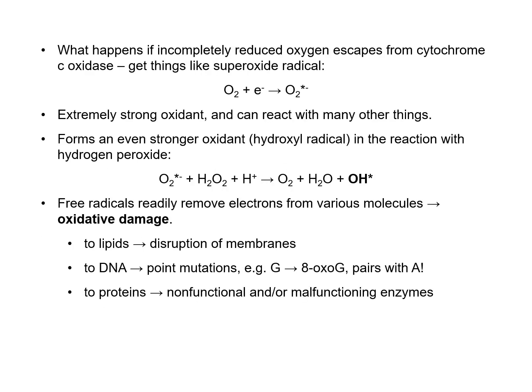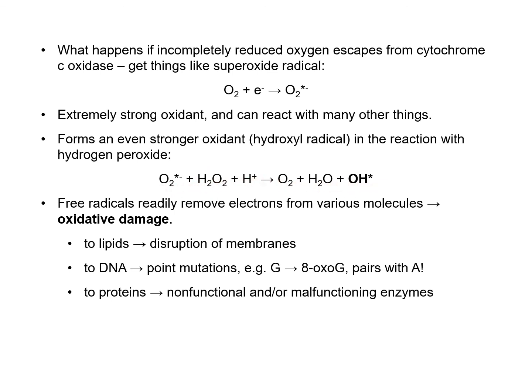Here's another example. What happens if incompletely reduced oxygen escapes from cytochrome c oxidase somehow? Then you're going to get things like a superoxide radical, which is basically from this oxygen gas molecule that obtains the additional electron. This superoxide radical is an extremely strong oxidant and can react with many other things. It also forms an even stronger oxidant, a hydroxyl radical, in the reaction with hydrogen peroxide. You can see the reaction right here.